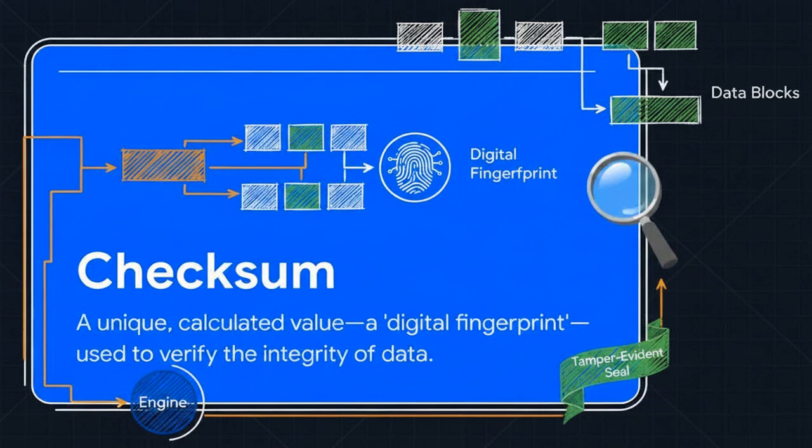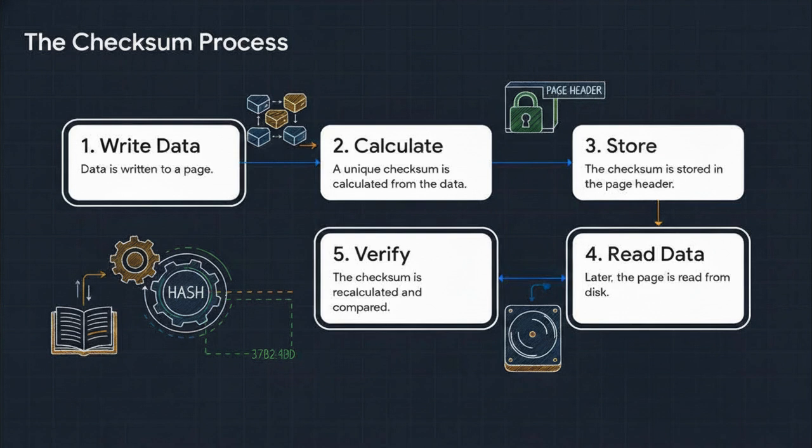And the solution is a really clever concept called a checksum. Honestly, the best way to think of it is like a unique digital fingerprint for your data, or maybe even better, a tamper-evident seal. The process itself is brilliantly simple. When data gets written to a page, the system calculates a unique checksum from that specific data. Then, it stores that checksum right in the page header.